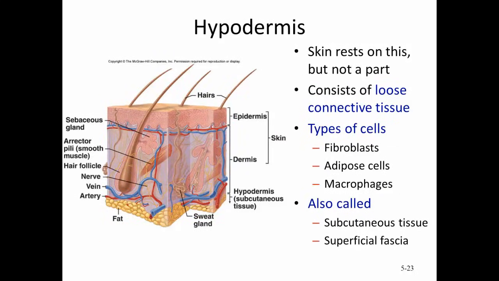Now, starting at the bottom and working our way up, the hypodermis. The skin rests on this, but it's not part of the skin. It consists of loose connective tissue. The types of cells we're going to find there are fibroblasts, which of course make fibers, adipose cells or adipocytes, and macrophages. Now we have another name for the hypodermis, and that would be the subcutaneous tissue, or in a clinical setting we would call it sub-Q. If you're an anatomist and you're dissecting a cadaver, we might call it the superficial fascia.